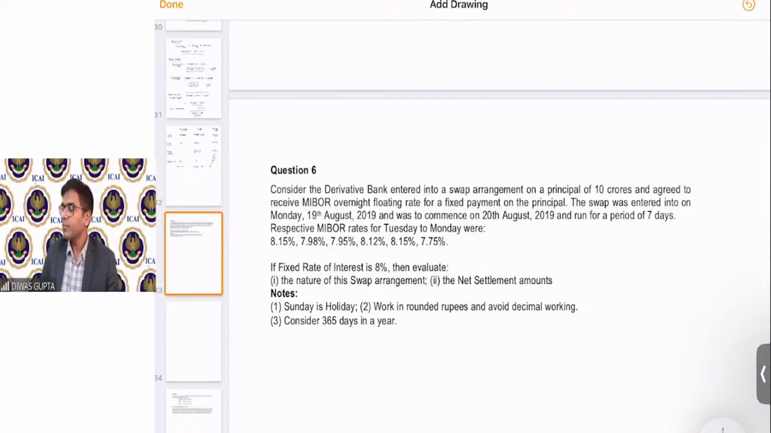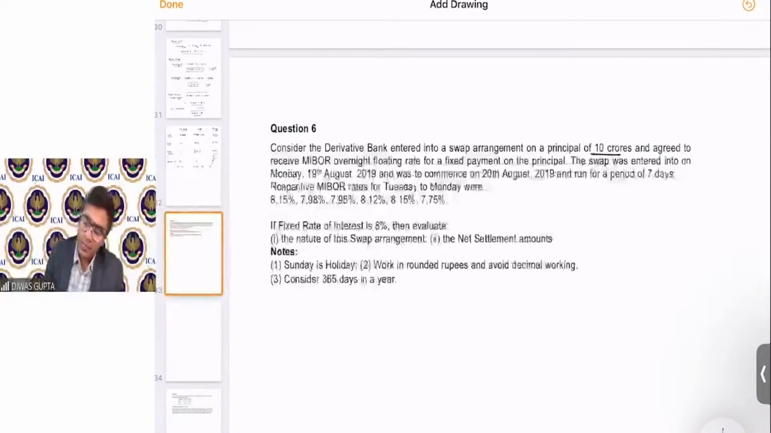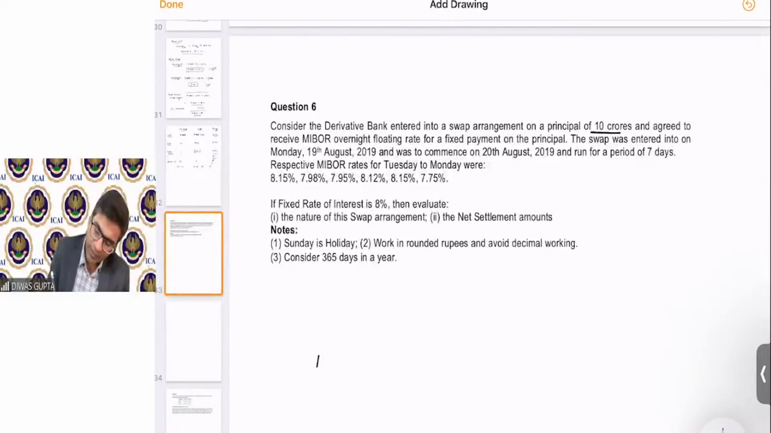Okay. Now let's come to question number 6. Consider the derivative bank entered into a swap arrangement on a principal of rupees 10 crores and agreed to receive MIBOR overnight floating rate for a fixed payment on the principal. So this is a derivative bank.